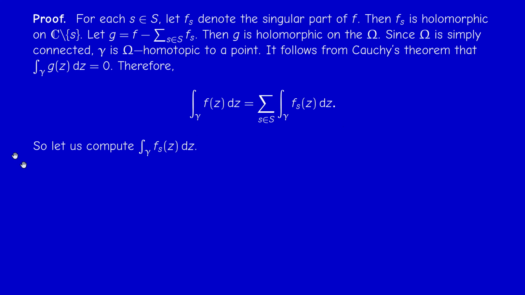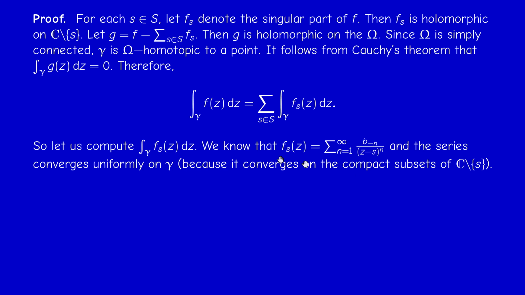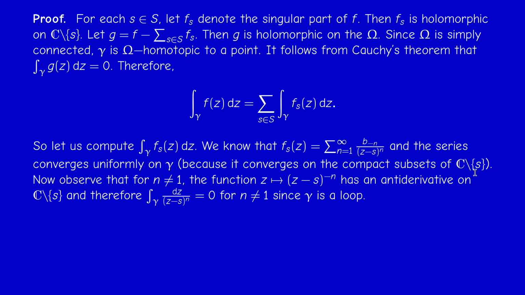Okay, so let us fix one s, one singular point, and compute the integral over gamma of fs. We know that fs, since it's the singular part about s, can be written in this way. And we know from the theory of Laurent series that convergence happens inside any compact set of the annulus. So in particular, we have a uniform convergence on gamma, because gamma is a compact set of C without s. So we can integrate term by term. As I said, when we integrate term by term, all terms possess an antiderivative except when n equals 1. This is why it's called the residue.